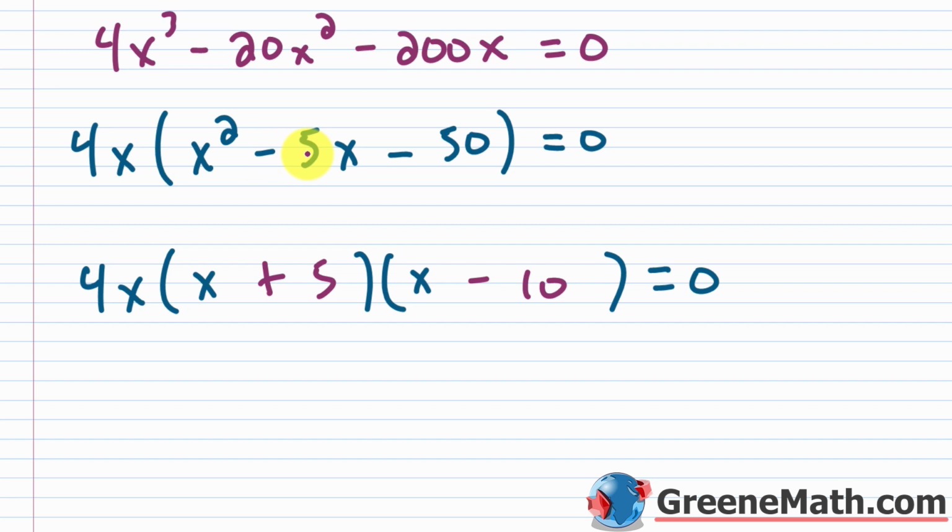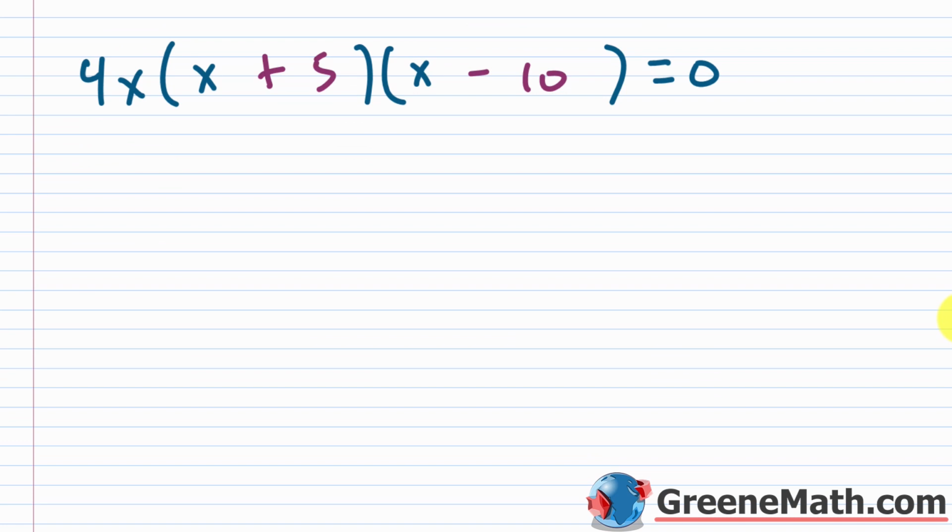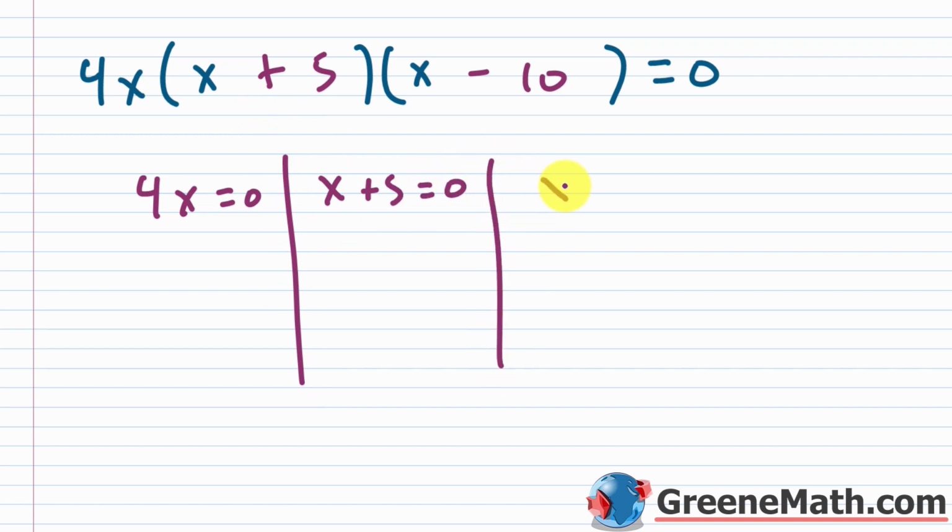Okay. So you need to set each factor with a variable equal to 0. If I had just factored out a 4, I wouldn't have to worry about this, but I factored out a 4x. So I need to set 4x equal to 0, and then I need to set x plus 5 equal to 0, and then I need to set x minus 10 equal to 0. So when you're doing this, every factor that has a variable has to be set equal to 0, and then you're going to solve the resulting equations.